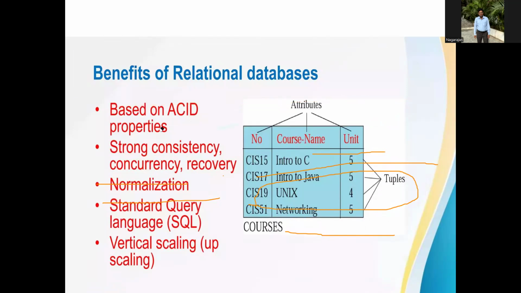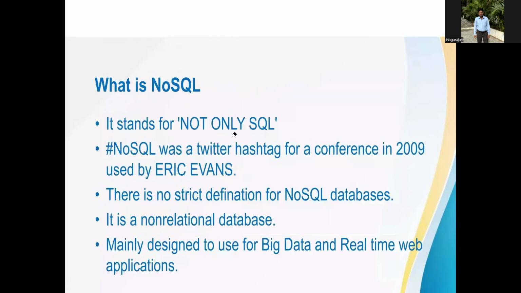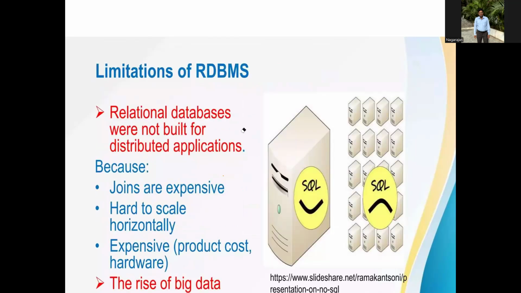Now coming to the benefits of relational databases: they support ACID properties, normalization, standard query language, and vertical scaling. This is about SQL, and compared to both, NoSQL is the better one. And the limitations: there are drawbacks in an RDBMS, because joins are very expensive and it is hard to scale horizontally.